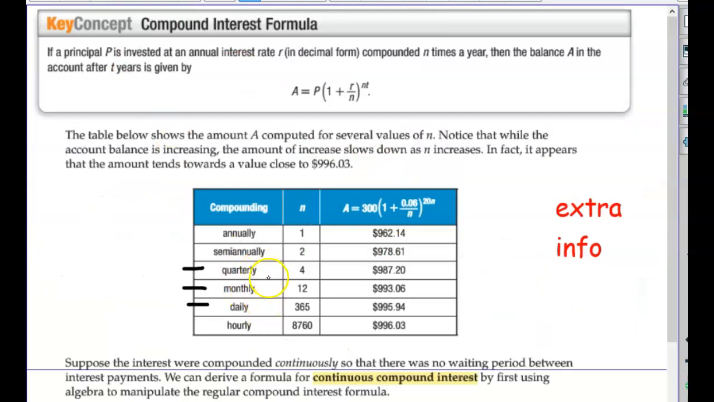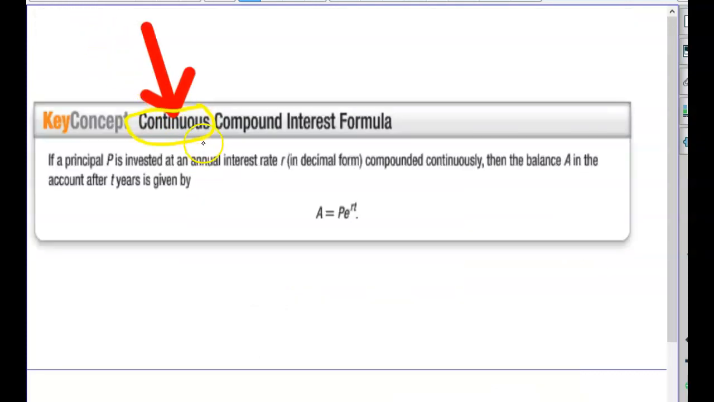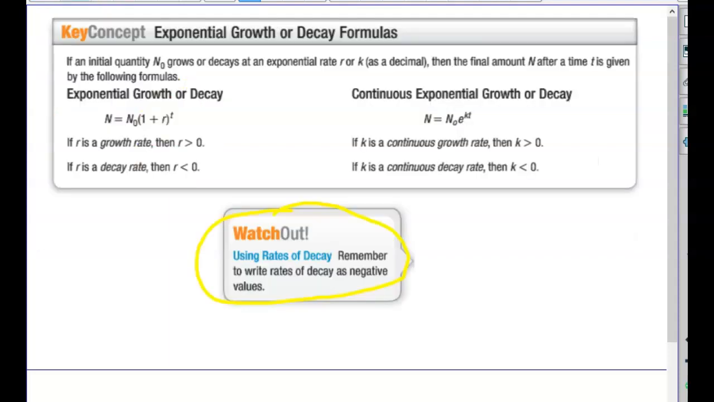Just in case everybody's good with quarterly means 4 times a year, monthly 12, daily 365. Semi-annually is what they use for twice a year. Continuous interest, again, is that PERT one. That's the only time you use that, if they use the word continuous. And just remember that if it's decay, you're subtracting.